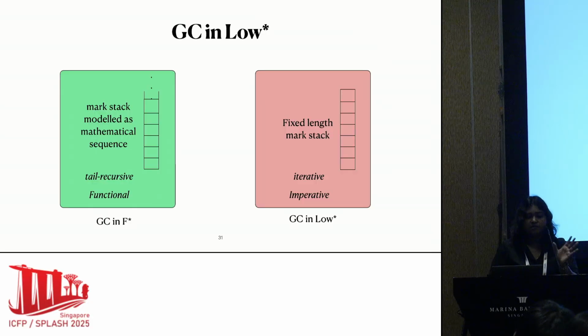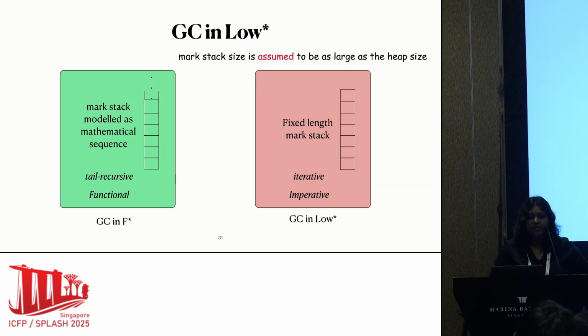Now we need to see what's the speciality of GC in Low star. One important thing to note here is that the GC in Low star works on top of the C memory model kind of thing. So it has fixed length buffers. So we encounter a problem called mark stack overflow. In order to avoid that, currently we have assumed that the stack is as large as the heap. And we prove a lemma which says that if the stack is as large as the heap, then mark stack overflow will not happen. Otherwise, we won't be able to type check the code in Low star. Okay, so this is a caveat. So we will address it as future work for a more practical solution.